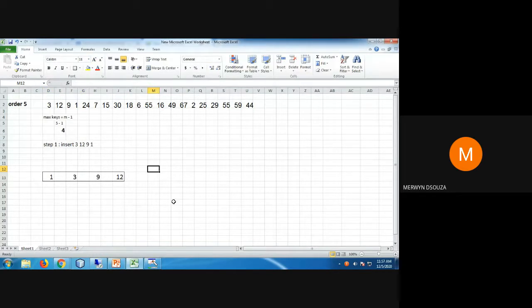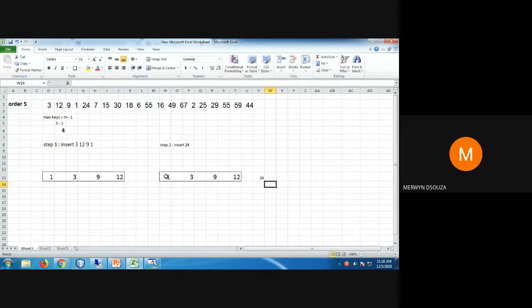Okay. Same thing now, you continue. So step 2 will be, okay, let's say it is here. Step 2 will be insert 24. So when you are inserting 24, again 24 will be put here only in this leaf node only.